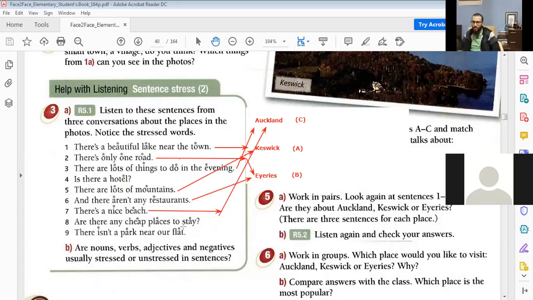Are there any cheap places to stay? Keswick. A, maybe. And there isn't a park near our flat. Auckland, maybe. C. Okay. Let's see if that's correct. Let's check.